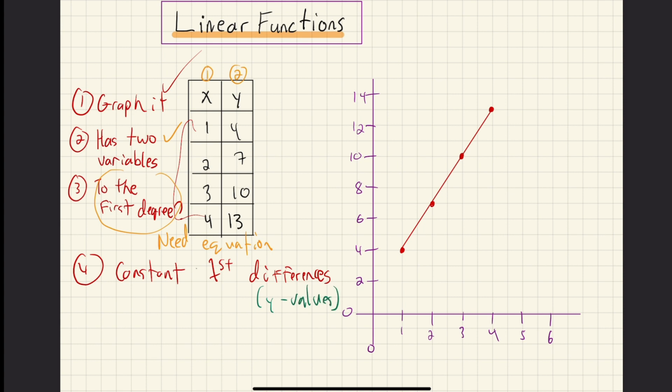So I'm going to look at the y values here. If I look between 4 and 7, that's a difference of +3. If I look between 7 and 10, that's also a difference of +3. And then finally, if I look for a difference between 10 and 13, that's also +3. And so here, I can see that there are constant first differences. And therefore, this is definitely a linear function.